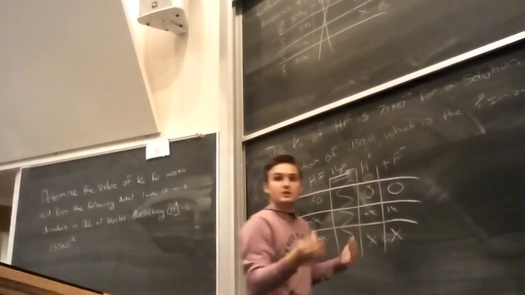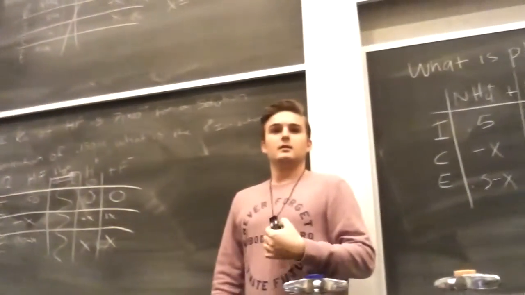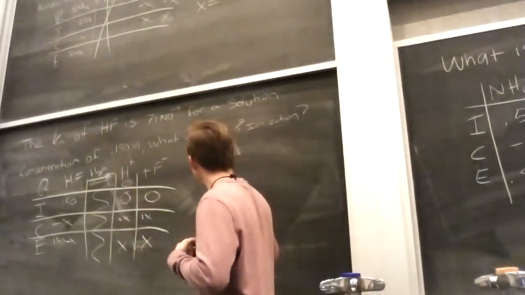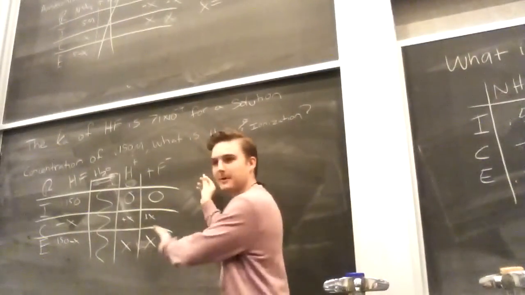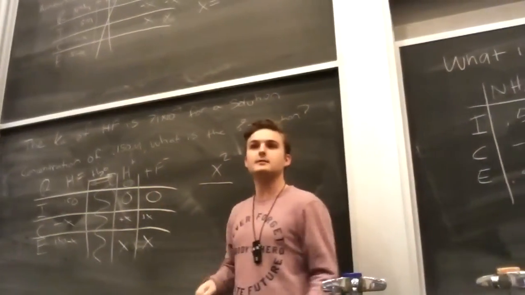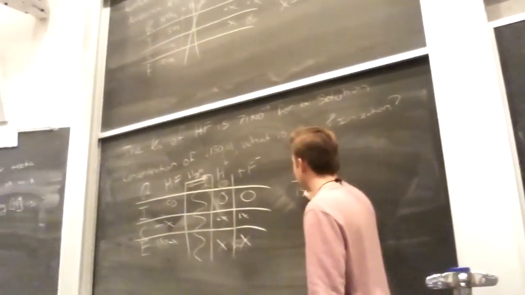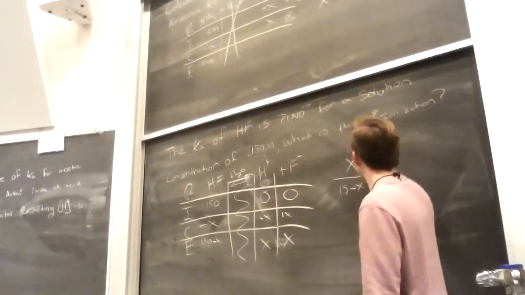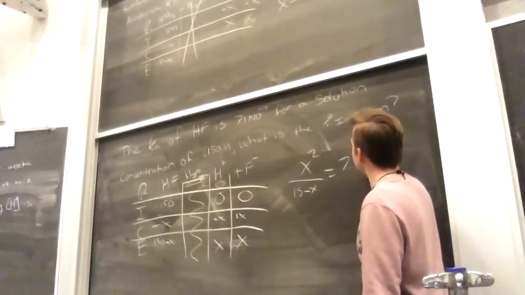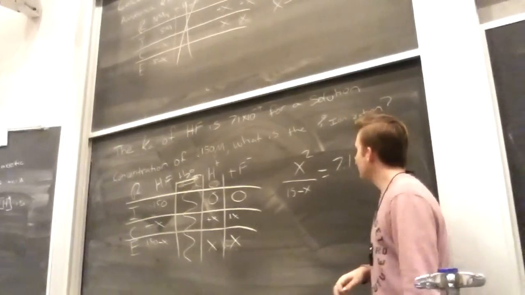Since it's a, never mind, you got it. Keep going. I like that, that's good. So we like C. At equilibrium, our expression is x squared, products over reactants, okay? Underneath here, our denominator is 0.15 minus x, is equal to my Ka here, 7.1 times 10 to the negative 4.